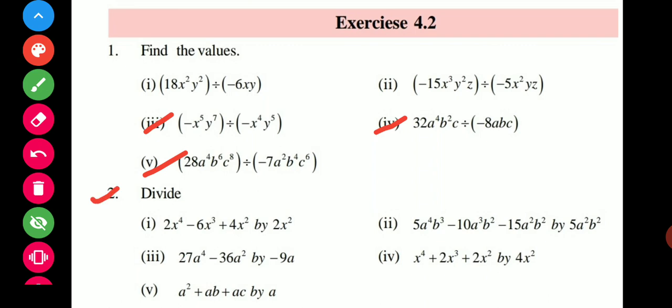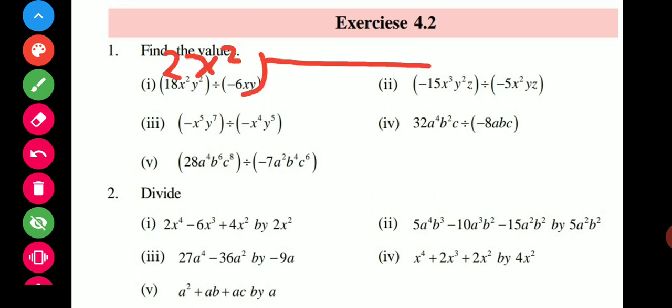Now come to the second question. First one is divide. How can we divide these questions? You can see here very well, it is divided by 2x square, so you can write here 2x square, and here is 2x to the power 4 minus 6x cube plus 4x square.